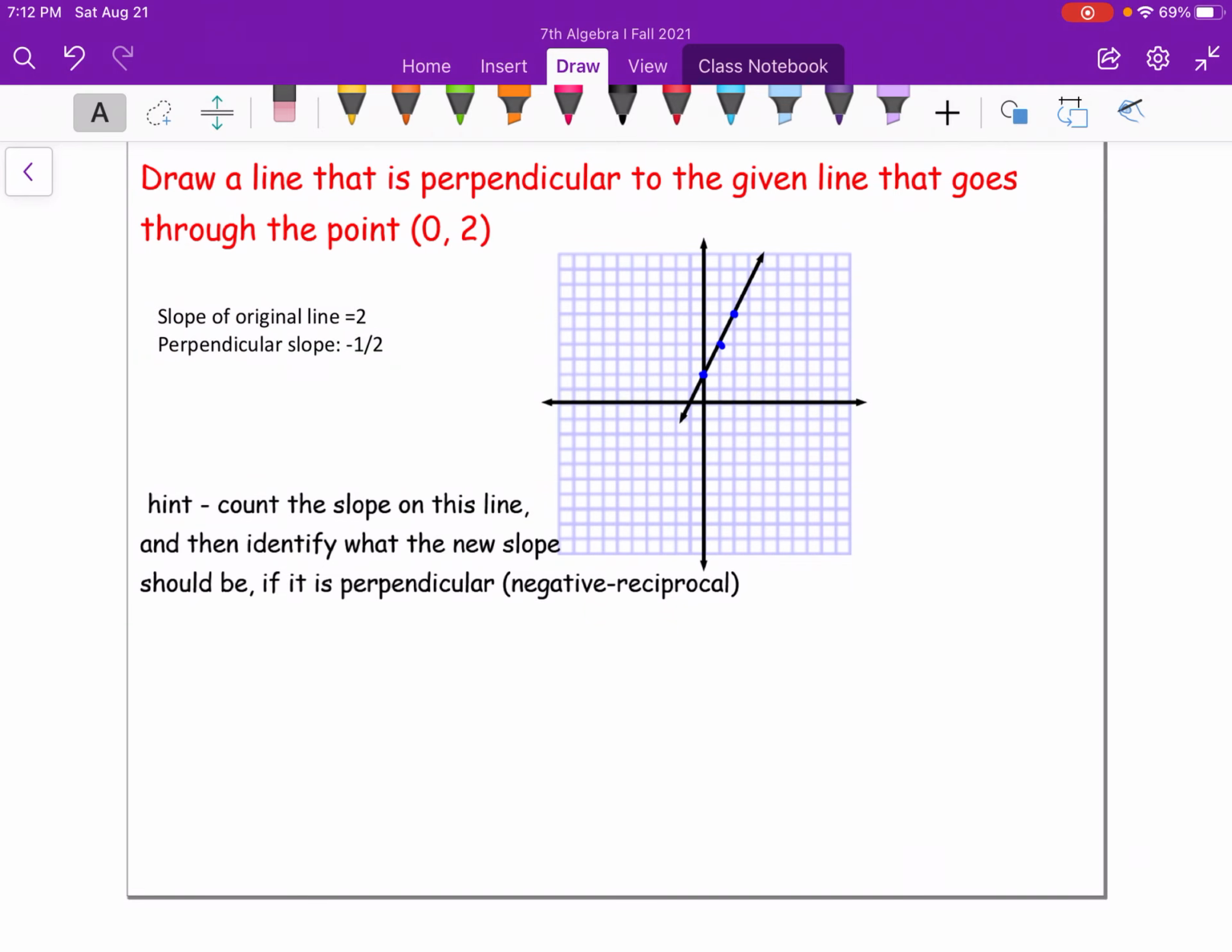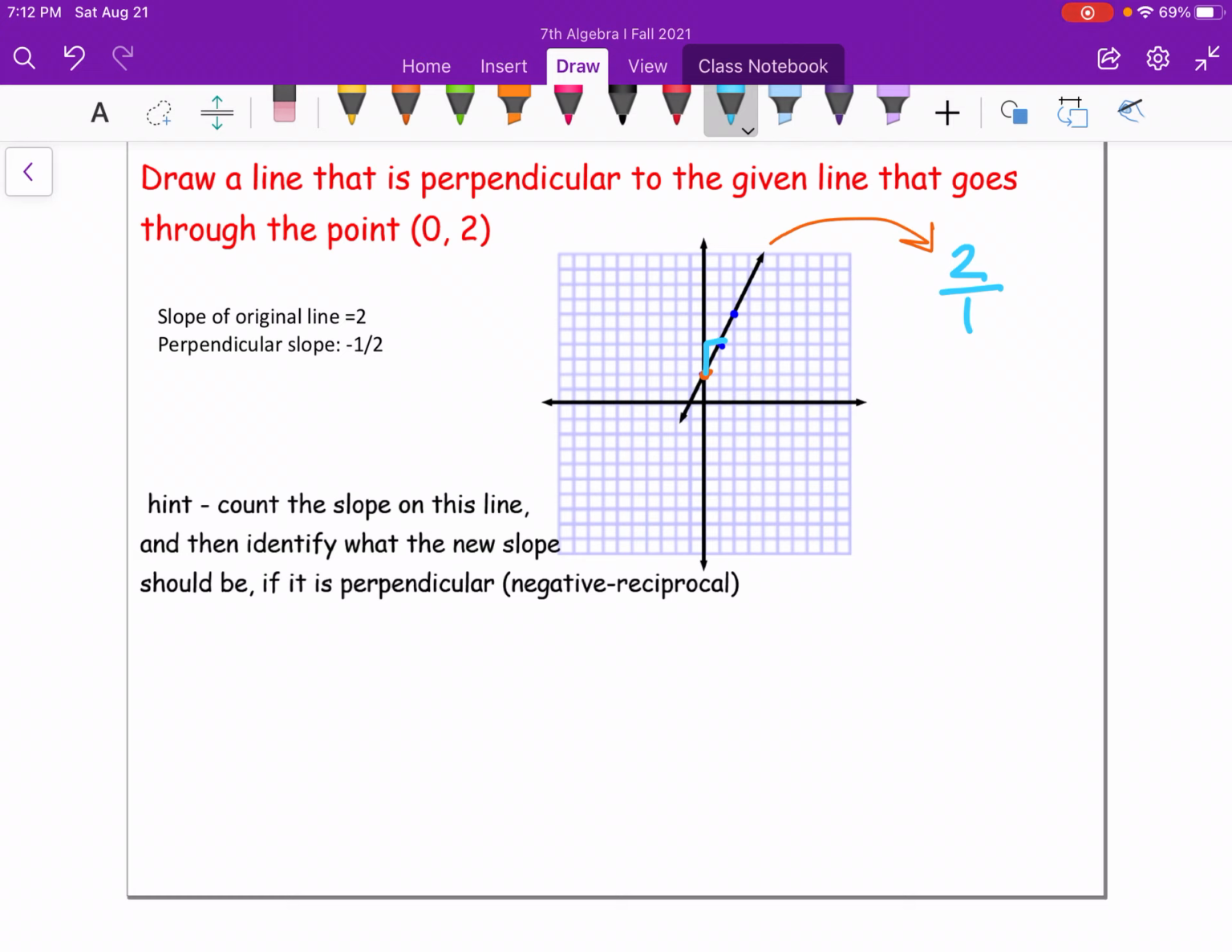So we're going to draw a line that's perpendicular to the given line that goes to the point (0, 2). So I'm going to start with the point (0, 2), which is right here. Now the slope of this line is a rise, again, of 2 and a run of 1. So it has a slope of 2, or 2 over 1.